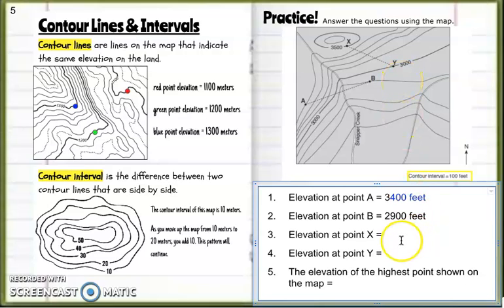So you're going to do questions 3, 4, and 5 on your own. So at this time, go ahead and pause the video, and when you're ready to move on, click play.